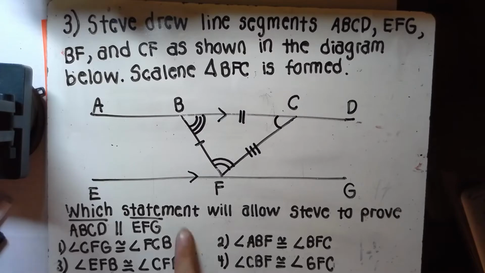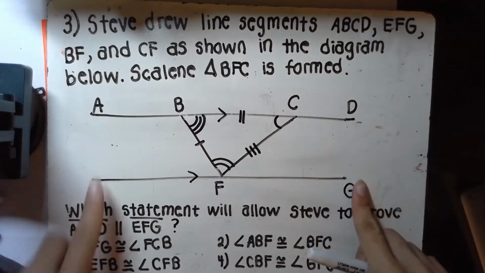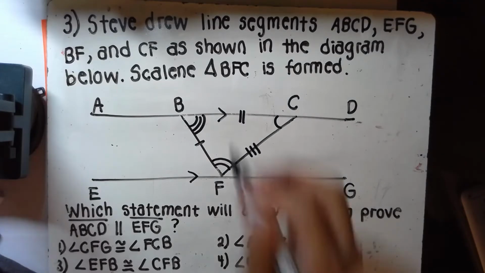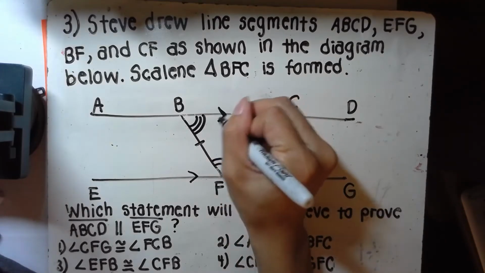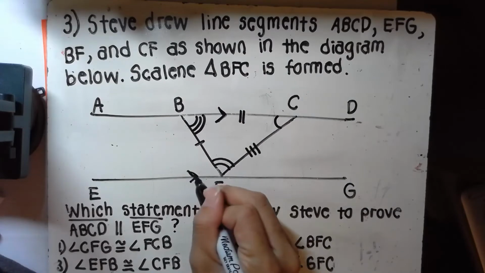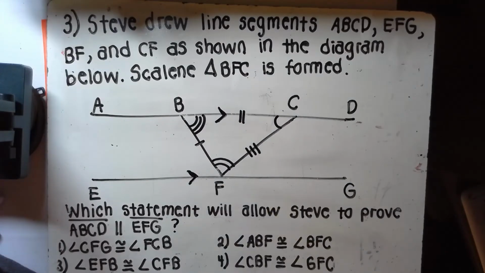And so this question is asking you, which statement will allow Steve to prove that segment ABCD is parallel to segment BFG? So which statement would prove that these two segments are indeed parallel?